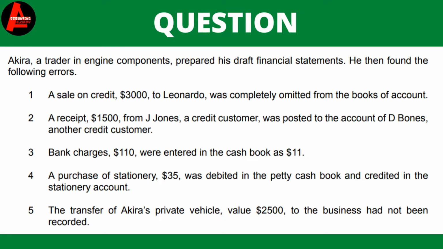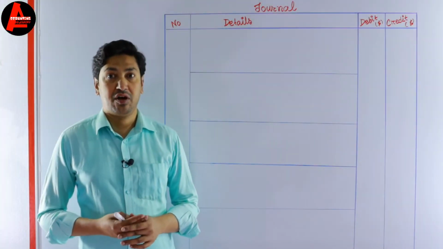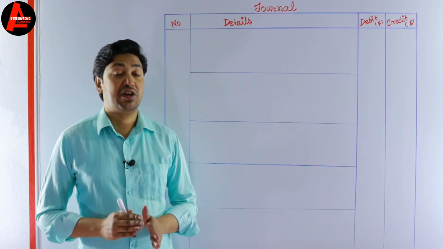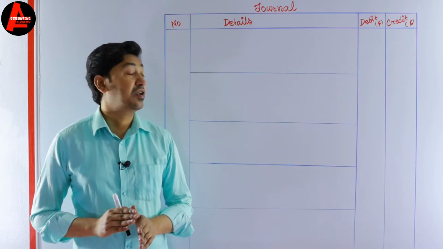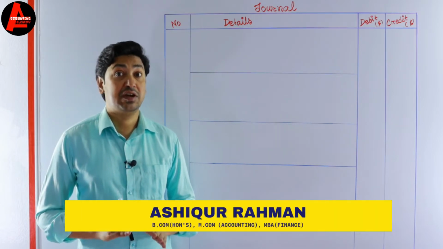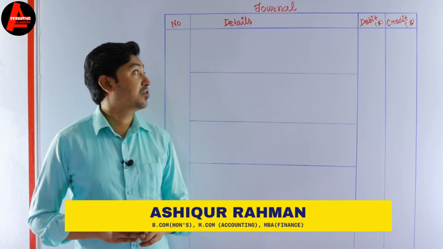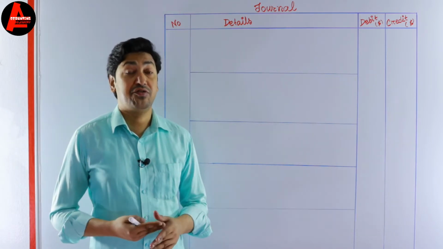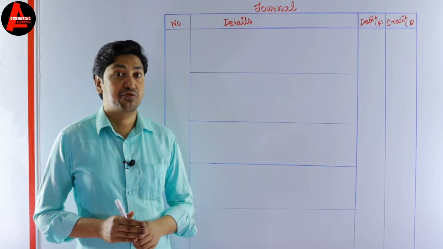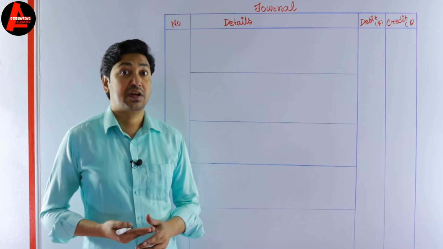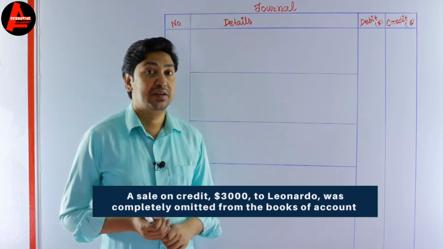A sale on credit $3,000 to Leonardo was completely omitted from the books of account. So this is an error of omission. That means a transaction is completely omitted from the books of accounts. So here we have to make a normal journal, general journal. So how to do it? Here sales, it's a revenue. So revenue is here increasing. So revenue will be credited. And Leonardo, the customer here, so customer will be debited.